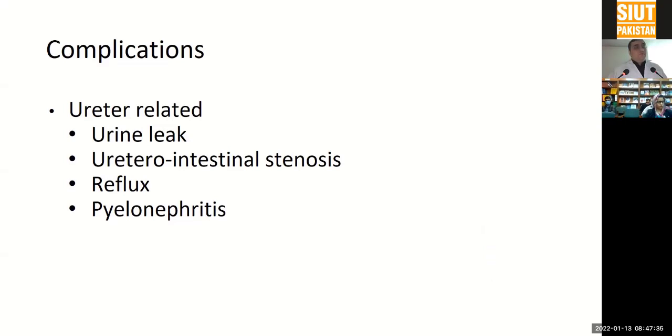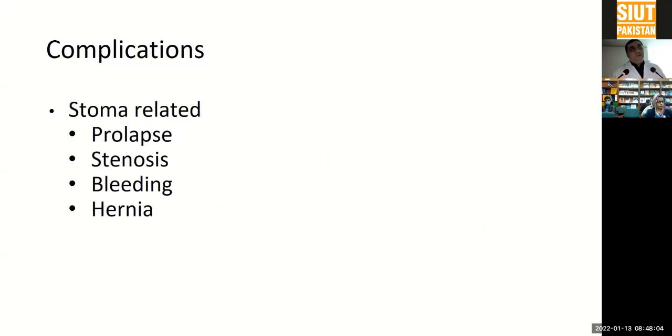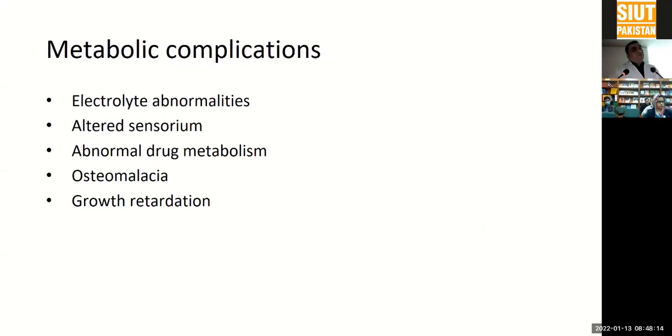Now comes the complications related to the urine, and in the early complications there is incidence of urinary intestinal leak, and it is markedly reduced nowadays by the use of stents. Other complications include ureteroenteric stenosis and the reflux and the pyelonephritis. The pyelonephritis or the infections can be an early as well as long term complication. Complications related to stoma include the prolapse, stenosis, bleeding, and hernia. Now comes the metabolic complications, which include the electrolyte imbalances, altered sensorium, abnormal drug metabolism, osteomalacia, and growth retardation.